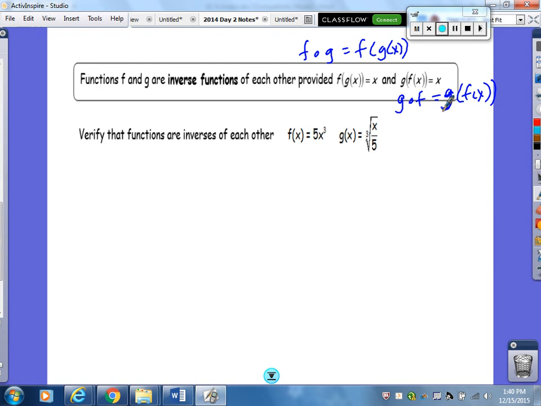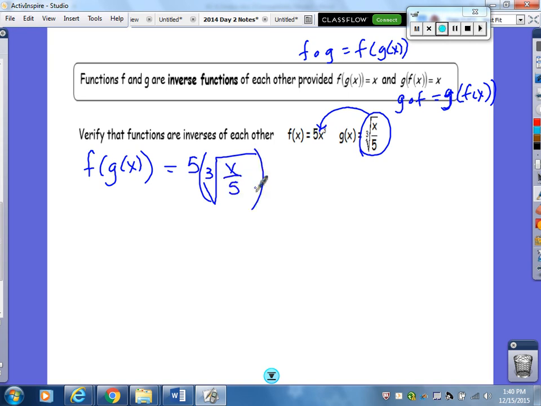All right, so we've got to go both ways. To verify this, you've got to show that f of g of x, remember composition, so we're going to take g of x and plug it into the x of f of x. So 5 times the cube root of x over 5, cubed. That has to simplify to x. Let's see if it does. Well, the cube root cubed just gives us x over 5, and 5 times that is just going to give us x. So that's half done. You've got to show it both ways.